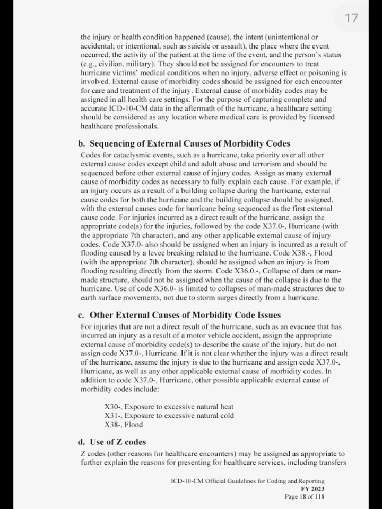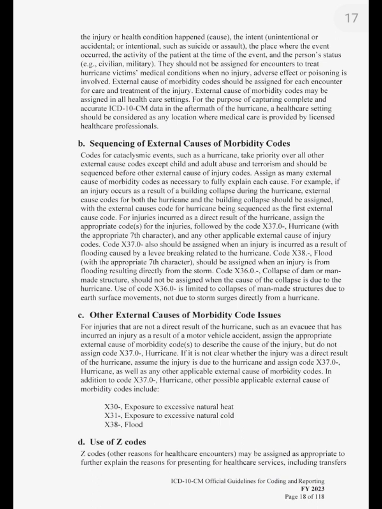External cause of morbidity codes may be assigned in all healthcare settings, for the purpose of capturing complete and accurate ICD-10-CM data in the aftermath of the hurricane. A healthcare setting should be considered as any location where medical care is provided by licensed healthcare professionals.